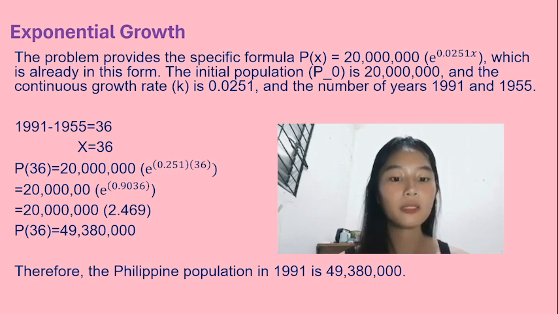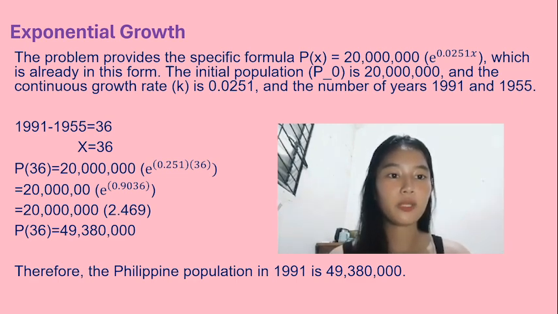Third, calculate the exponent. Perform the multiplication. 0.0251 times 36 is equal to 0.9036. Fourth, evaluate the exponential term. We need to calculate e raised to 0.9036. This requires a calculator or mathematical software. So, e raised to 0.9036 is equal to 2.469.